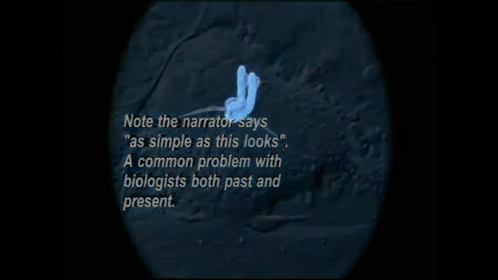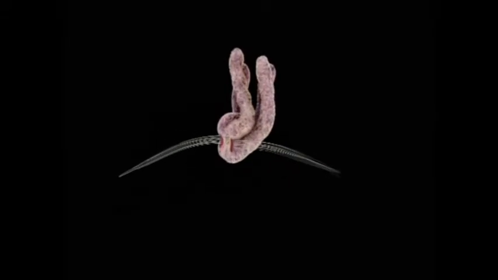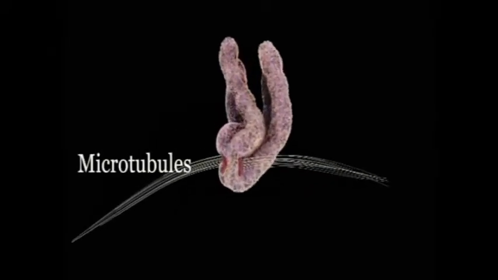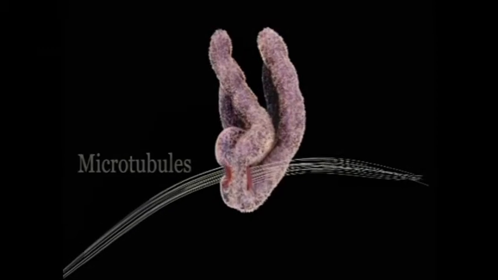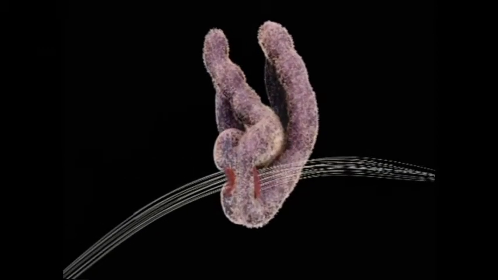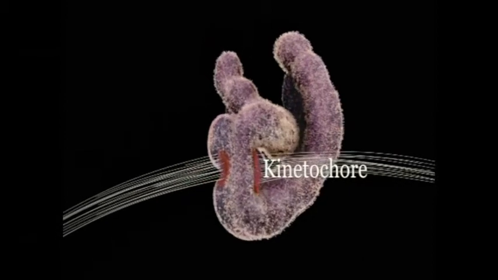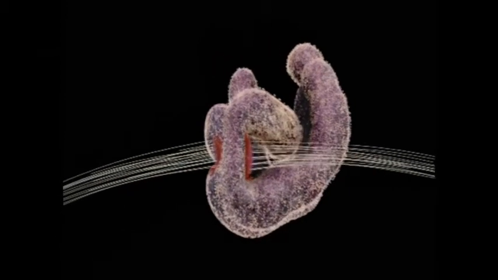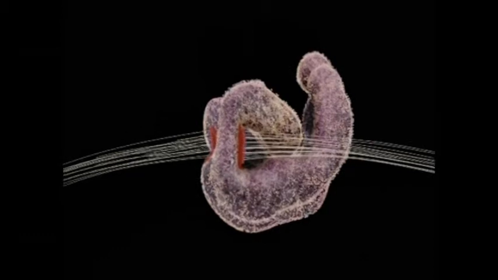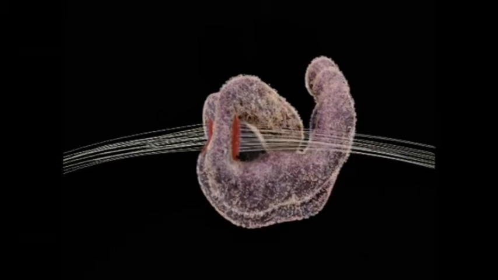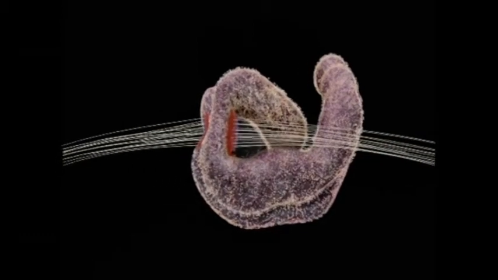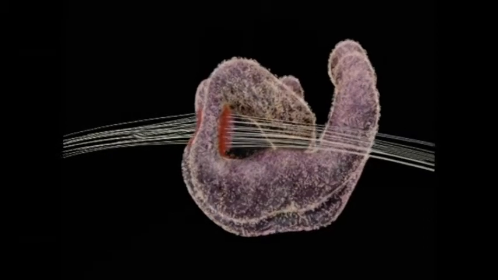One chromosome consists of two sausage-shaped chromatids, containing the identical copies of DNA made earlier. Each chromatid is attached to microtubule fibers, which guide and help align them in the correct position. The microtubules are connected to the chromatid at the kinetochore, here colored red. The kinetochore consists of hundreds of different proteins working together to achieve multiple objectives. In fact, it's one of the most sophisticated molecular mechanisms inside your body.